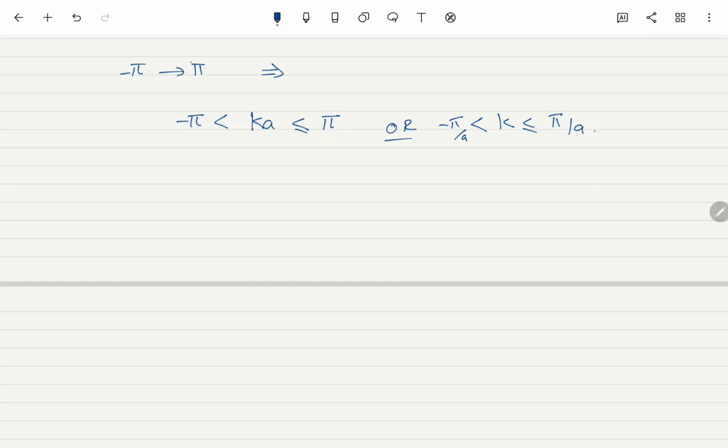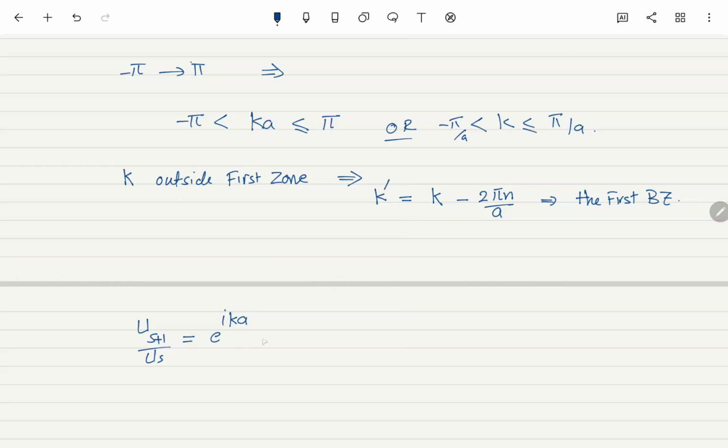Now we actually focus on the first Brillouin zone, because if someone wants to treat the value of K outside the limit, by subtracting the integral multiple of 2 pi over a, you will get back to the wave vector inside these limits. For instance, assuming that here K is outside the first zone, then in this case here, K prime, the new wave vector, will be equal to K minus 2 pi n over a, which again lies within the first Brillouin zone. And for that reason, the ratio between successive planes will be equal to e to i ka. That's what we just found in this one here.